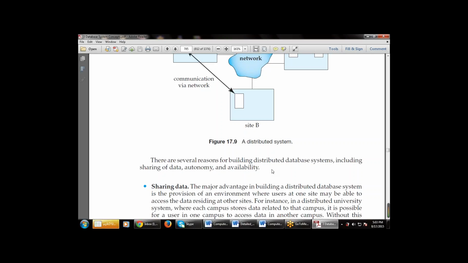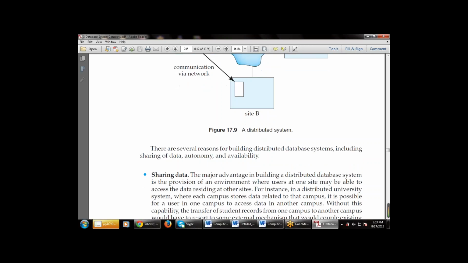For example, in a distributed university system where each campus stores data related to that campus, it is possible for a user in one campus to access the data in another campus. So it is possible that the data will be available from one campus to another campus. That is sharing of the data, because the data is distributed among the various universities.